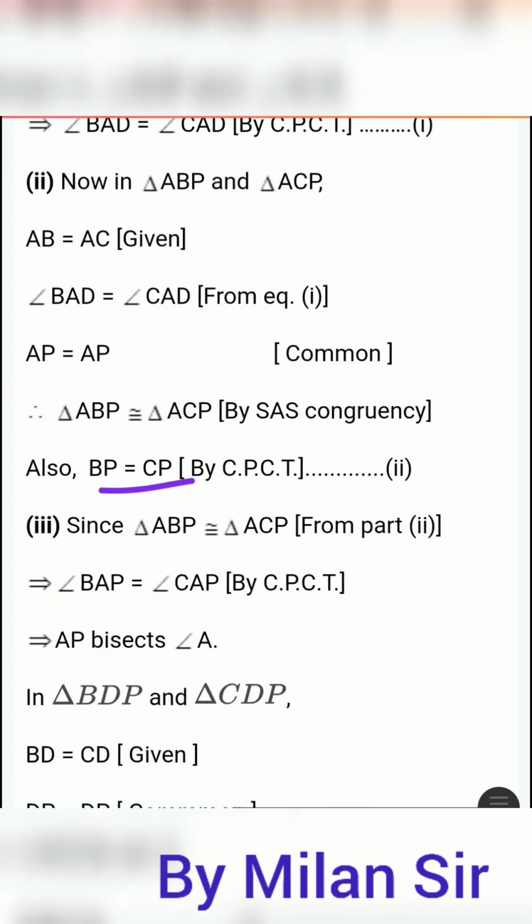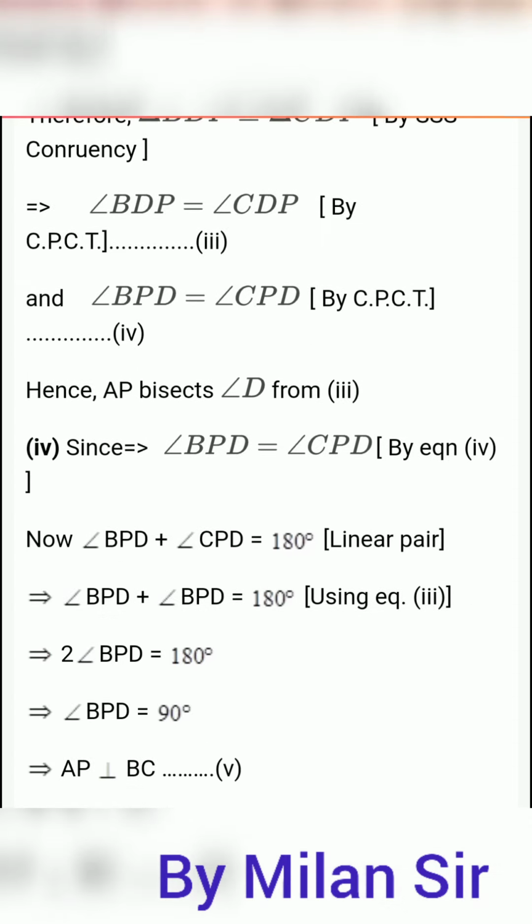Now BP is equal to CP, which we already proved in question number 2. So the bisector part is already proved.